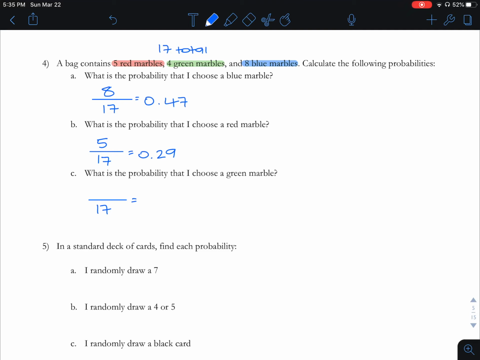And then C. What is the probability that I choose a green marble? I have 4 total green marbles. And then my total number of marbles is 17. I cannot simplify, but I can plug this into my calculator. I get 0.24.